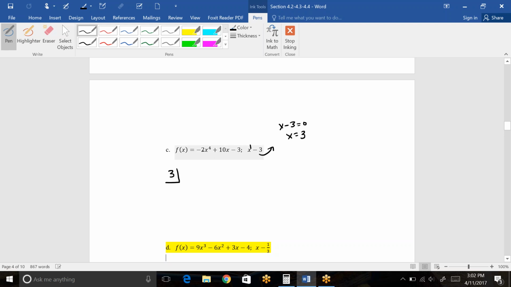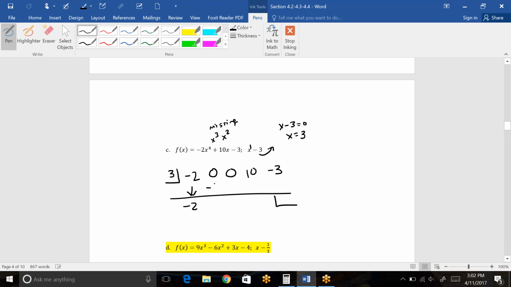We place our coefficients. Now notice, this went from x to the fourth, but we're missing x to the third and x squared. Those are missing. When you're missing a power, you have to put a 0 in for a placeholder. Then we have a 10 and then a -3 for x to the first and no x.